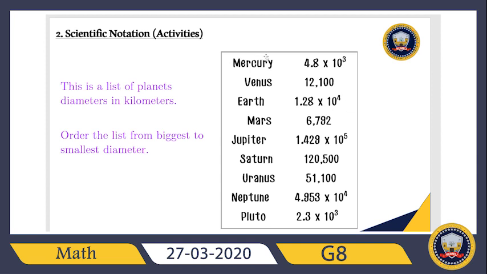Now, we need to order this list from the biggest diameter to the smallest diameter. How am I going to solve this one? How to compare these numbers? You have basically 2 ways. Either you convert these numbers from scientific to standard notation and compare as usual. That's method 1. Method 2, convert the standard numbers to scientific notation, then make your comparison. I will choose method 2.